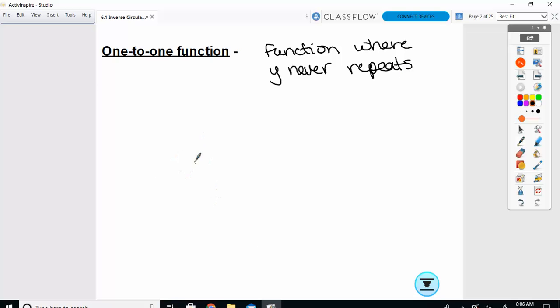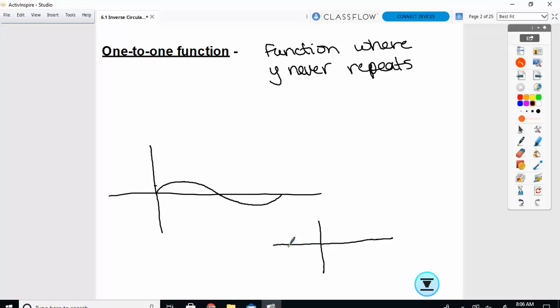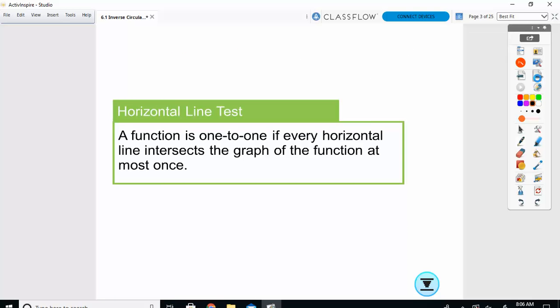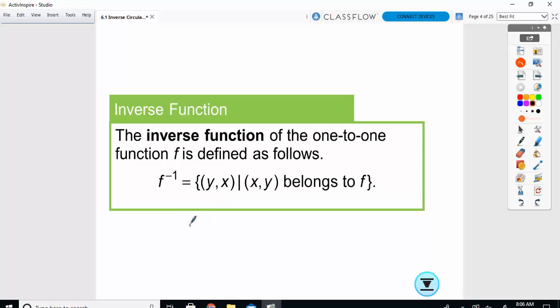If we think about, like, we've graphed our trig functions. If I took the graph of sine, is this a one-to-one function? No, it fails the horizontal line test. We hit the same y value more than once. What if I drew something like this? Would this be one-to-one? Yes, because you never hit the same y value more than once. If a function is one-to-one, then it has an inverse. And we can find the inverse by flipping x and y.